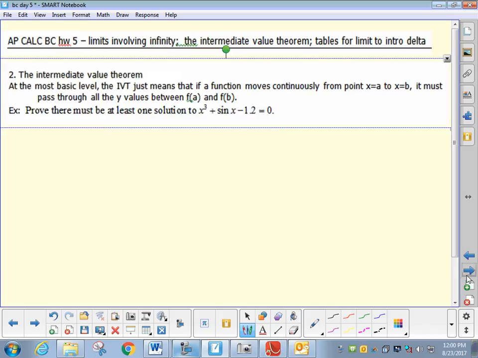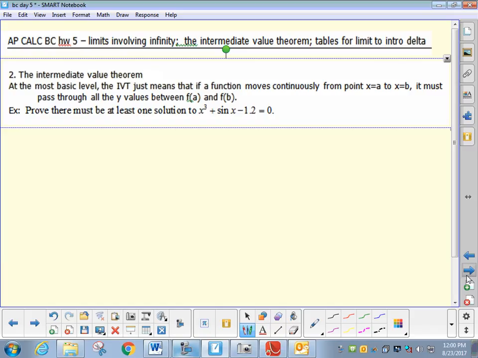Next idea, the intermediate value theorem. Again, that sounds highfalutin and fancy, but it's really just if a function goes from one point to the other in a continuous fashion, it must pass through all the points in between, all the y values in between. All righty then. So let's take a look at, and you and I might do this slightly differently, but the idea is the same, so just make sure you're doing it in a thorough way.